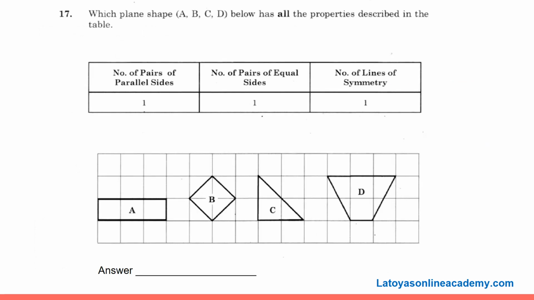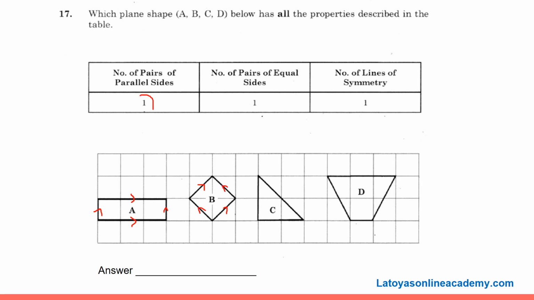Our next question, which plane shape A, B, C or D below has all the properties described in the table? Alright, so if we look at the first shape, shape A, it has two pairs of parallel sides. This side is parallel to this side, right? This side is parallel to this side. Shape B also has two pairs of parallel lines. This side is parallel to this side. This side is parallel to this side.